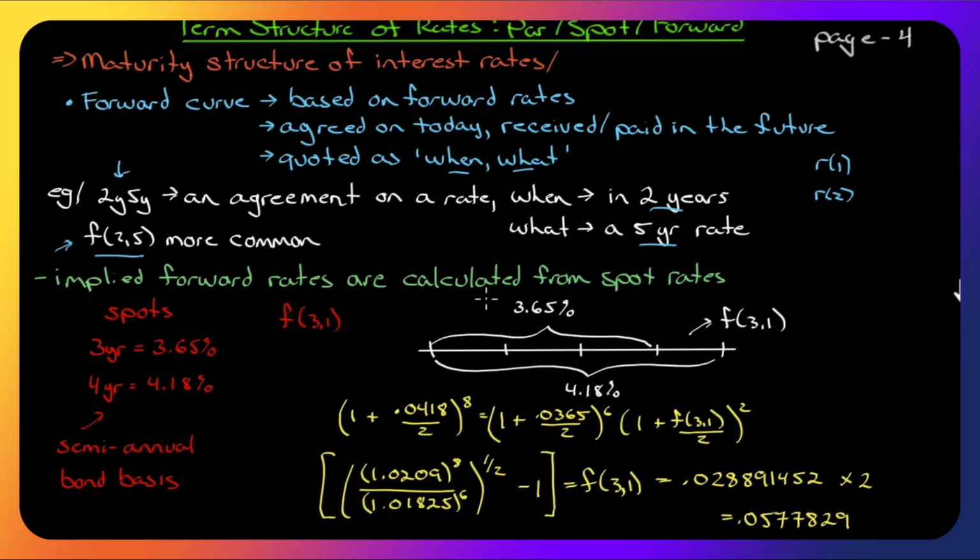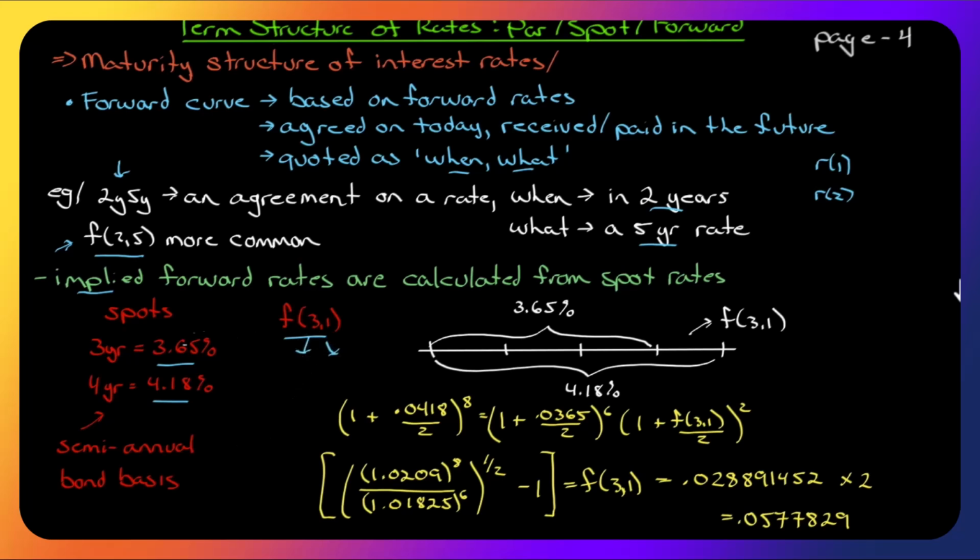Implied forward rates are calculated from spot rates. We call them implied forward rates because if we have the spot rate, we can calculate the forward rate. In other words, these forward rates are implied by the spot curve. So let's look at an example. Let's take a 3-year spot rate at 3.615% and a 4-year spot rate at 4.18%, and let's calculate F(3,1). F(3,1), what is this? This is a forward rate that starts when? In 3 years and lasts for 1 year.